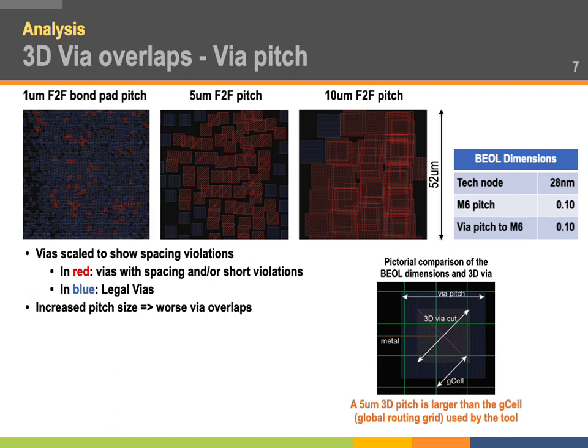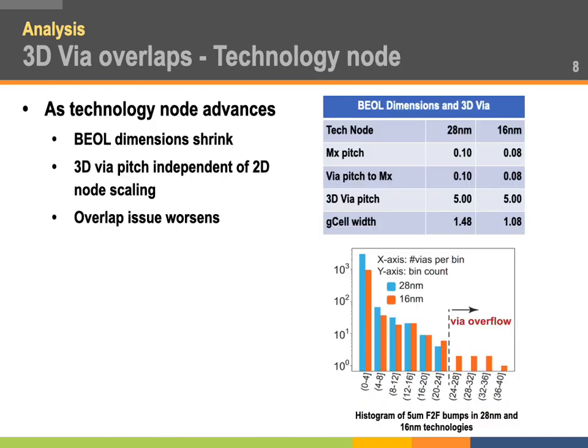And this impacts the timing and design QoR because this has to be resolved during the detailed routing stage by moving the vias more and more further than the initial global routing solution, which will not be an ideal case. Similar to the increase in via pitch, the issue of the via overlap also worsens when the technology node is advanced. With advanced technology nodes, the back-end-of-line dimensions are shrunk, and the 3D via pitch is now relatively larger as it's not scaled based on the 2D process.